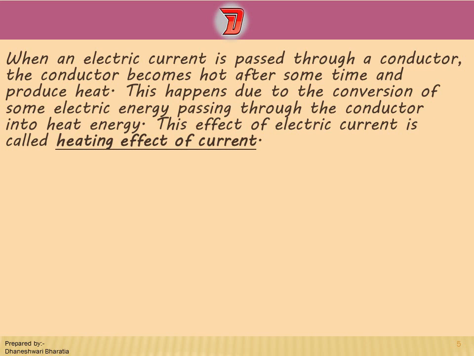When the electric current is passed through a conductor, the conductor becomes hot after some time and produces heat. This happens due to the conversion of some electric energy passing through the conductor into heat energy. This effect of electric current is called heating effect of current. This is the definition of heating effect of current. Please learn it. And we know why this electric energy is getting converted into heat energy. It gets converted into heat energy because it has to overcome the hindrance, the resistance which is caused by the conductor. Okay.